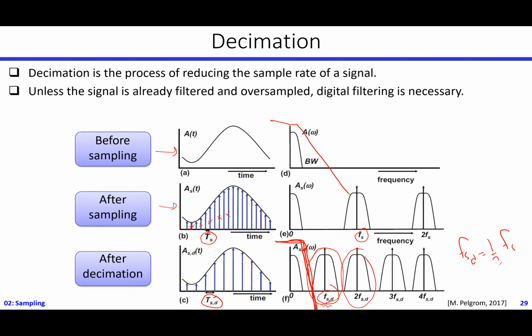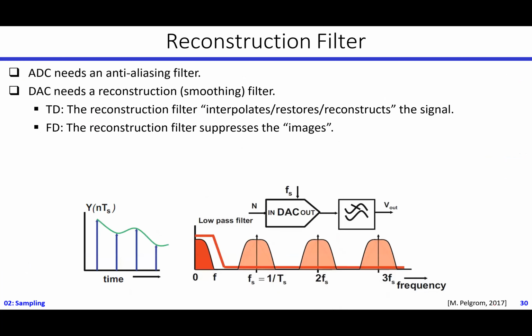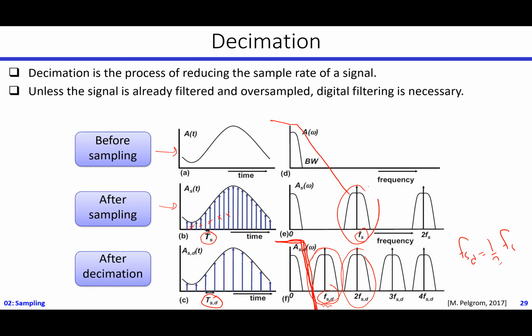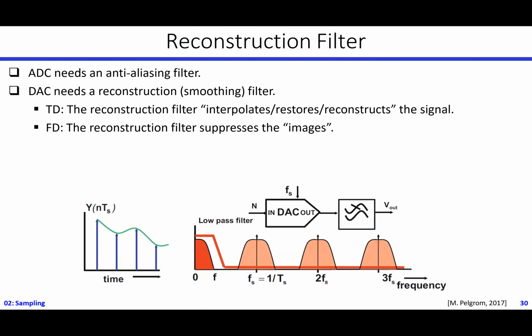Okay, so now, because here it is in the digital domain, for the decimation you will also need to apply this digital filter for the subsampling process. Otherwise those copies which were here will also fold back. So before the decimation, we will need this anti-aliasing filter.